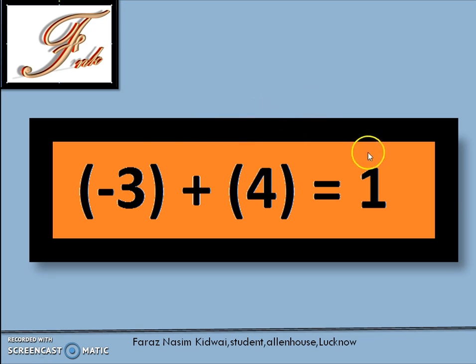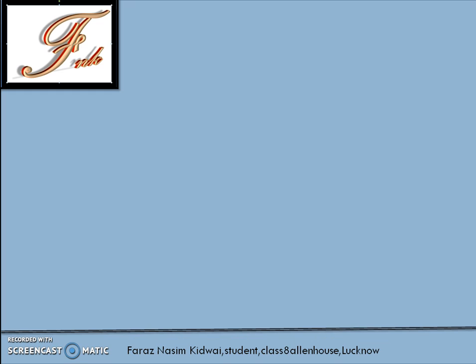Here you can see there is -3 and 4, and I am supposed to add them, but I will subtract them because -3 and +4, plus minus equals minus. So I have subtracted them and put the sign of the greater integer, that is +4, and the answer is +1. So I hope you understood it. Now let us move on to the second point.